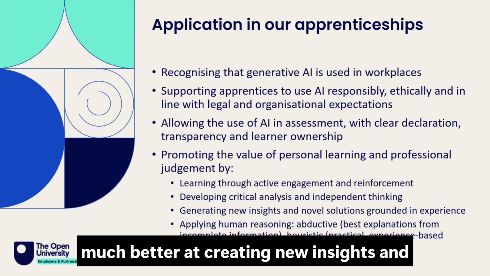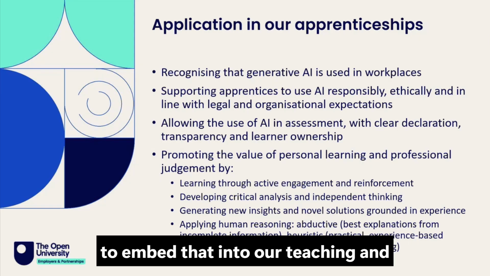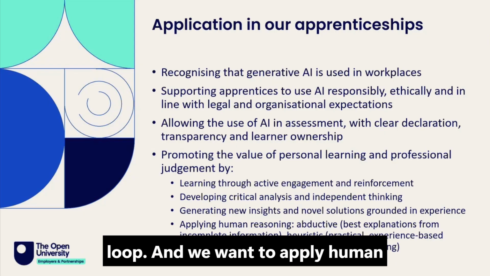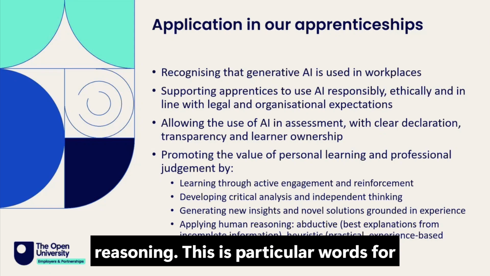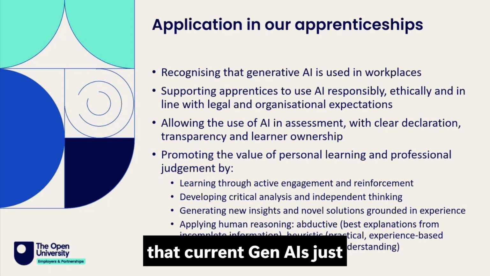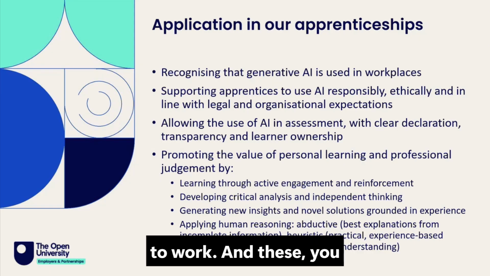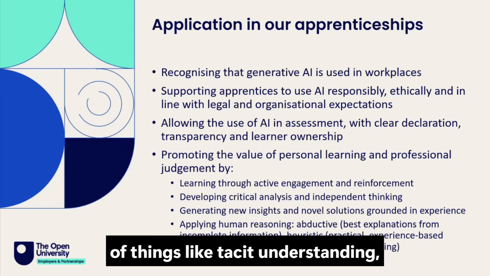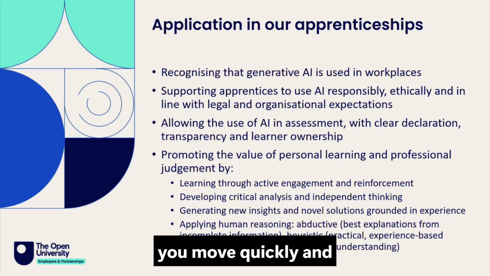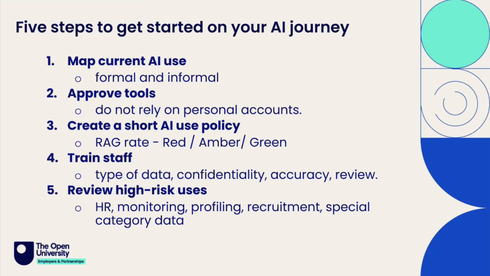Humans are also much better at creating new insights and novel solutions than AI. And so we embed that into our teaching and explain to our apprentices and students why they need to be involved in this loop. And we want to apply human reasoning. There's a particular word for abductive, heuristic, and intuitive that current GenAIs just can't do. It's not how they're programmed to work. And these, you might look at them particularly at sort of things like tacit understanding, experience-based judgment, small and medium-sized enterprises. This is how you move quickly and answer customer problems and so on.